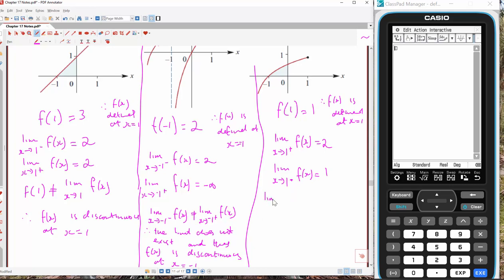So let's say that in conclusion, the limit as x approaches 1 from the left is not the same as the limit as x approaches 1 from the right for the function. So therefore the limit does not exist, and thus f of x is discontinuous at x equals 1.